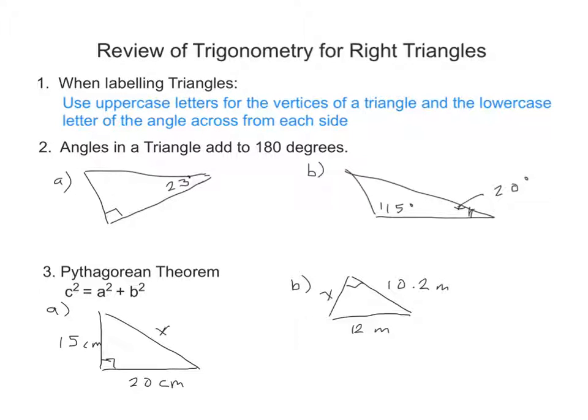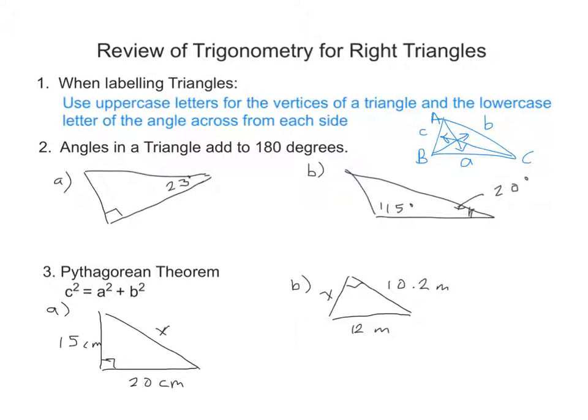So for example, if I have triangle, we'll call this triangle A, B, and C, my side across from angle B would be lowercase b, my side across from angle C would be lowercase c, and my side across from angle A is lowercase a. Those are conventions that we always use for labeling triangles.